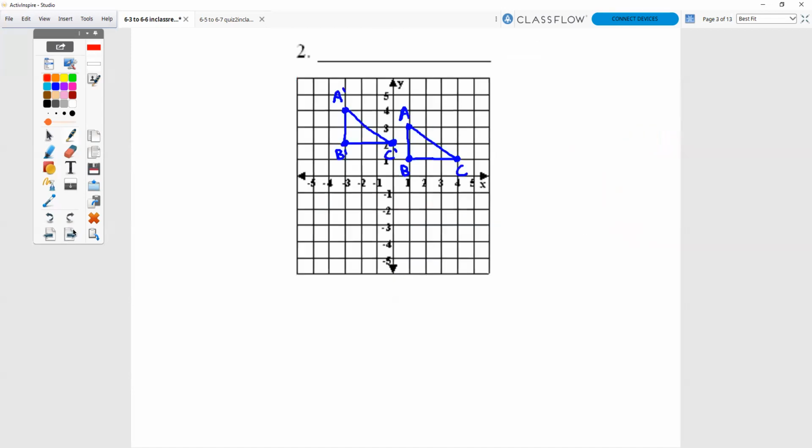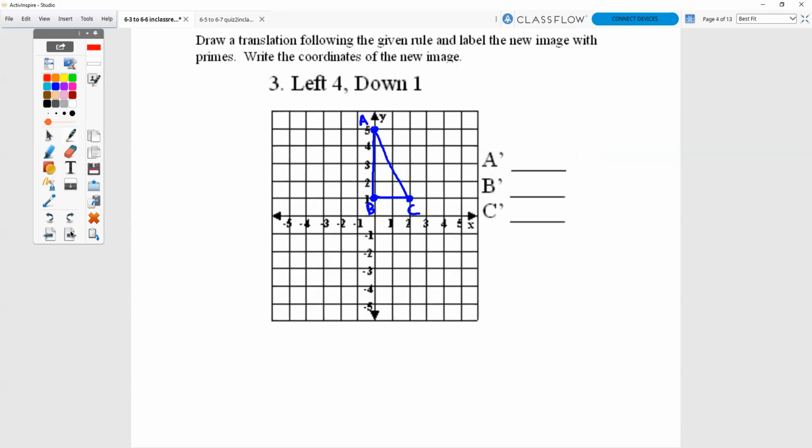If we take a look at question number 2, be careful. This time you're going from the right to the left. Remember, we always go from the letter to the same letter prime. To get from A to A prime, I'm going 1, 2, 3, 4 places to the left, so left 4, and then I'm just going up 1. Again, I could choose B to B prime or C to C prime. They're all the same, but we have to go from the letter to the same letter prime. That's what the picture is drawn for you already.